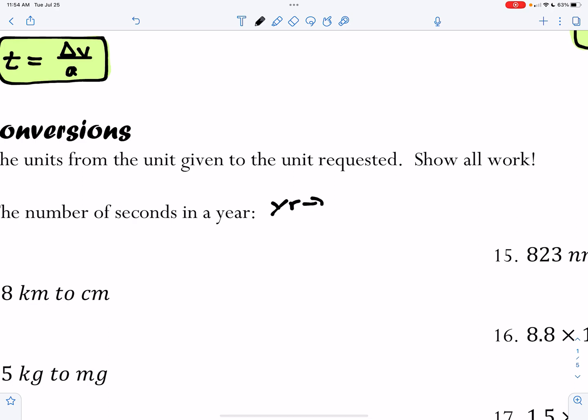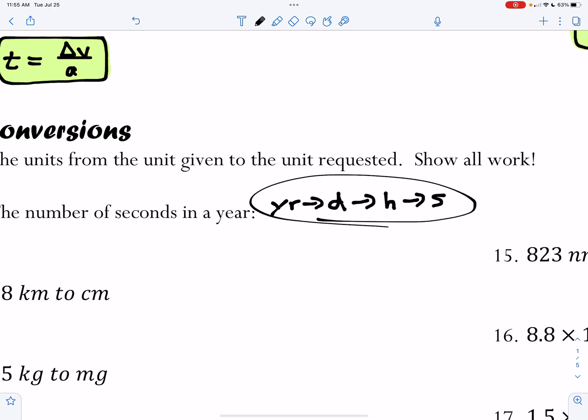So we're going to go from years. And from years, we can go to days. I'm going to abbreviate days with a D. And from days, we can go to hours because there's 24 hours in a day. And then from hours, we can go to seconds. Now, you can go through minutes because there's 60 minutes in an hour and then 60 seconds in a minute. Or you can go 60 times 60, which is 3,600 seconds in an hour.